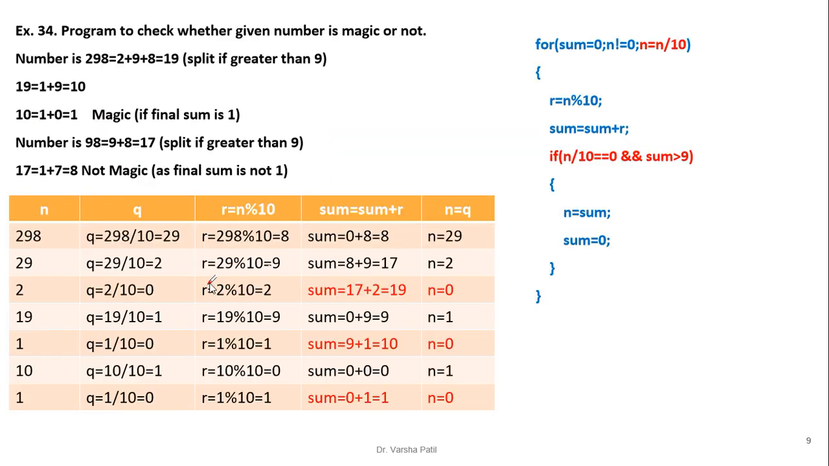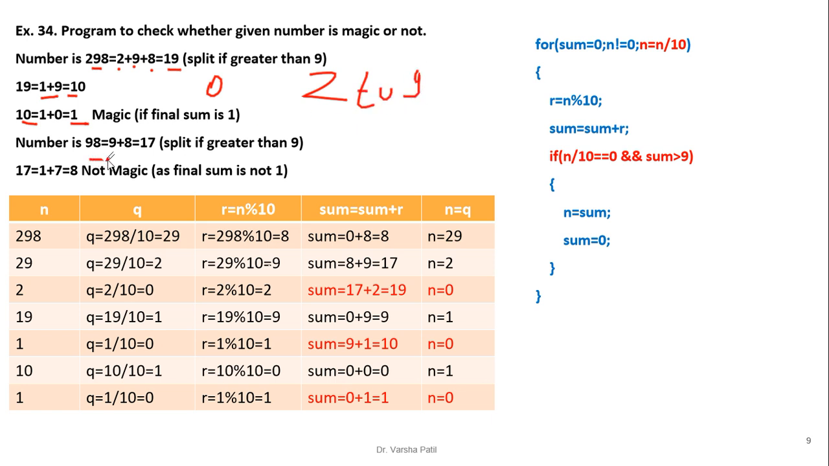Now this program is important to understand. We have to check whether the given number is magic or not. For example, the number is 298. So what we require to do: 2 plus 9 plus 8, 19. As 19 is greater than 9, we make the sum again. So 19 is 1 plus 9, 10. Again it is greater than 9, so we make 1 plus 0, 1. So when the sum is 1, the number is magic. When the sum is 0, or between 2 and 9, the number is not magic.